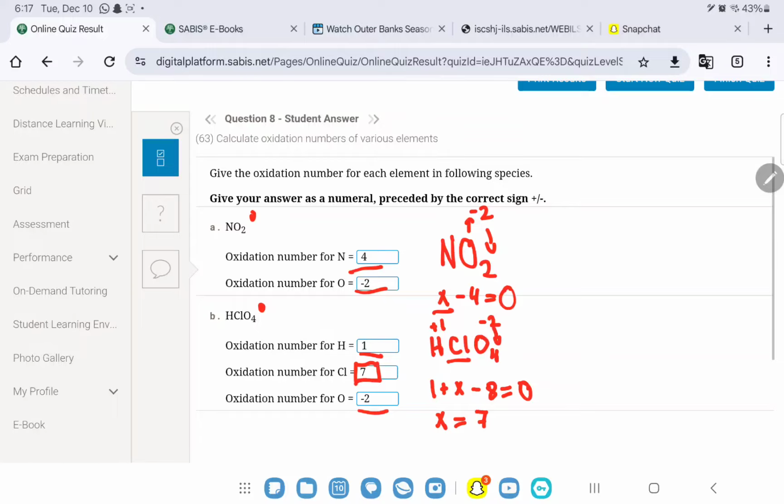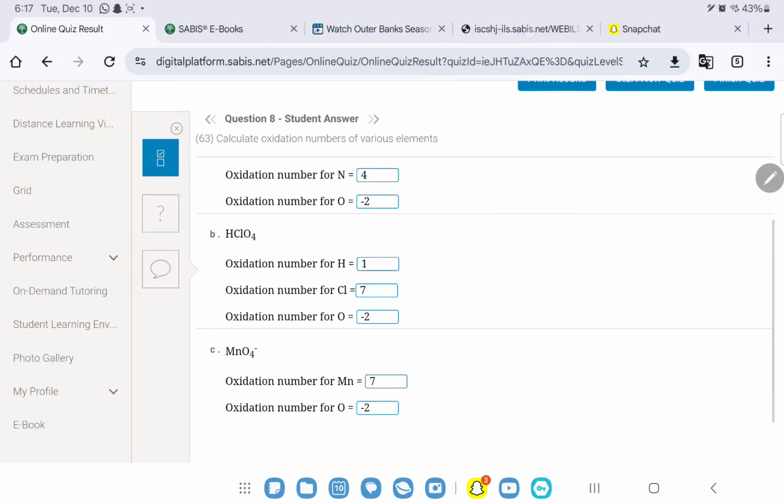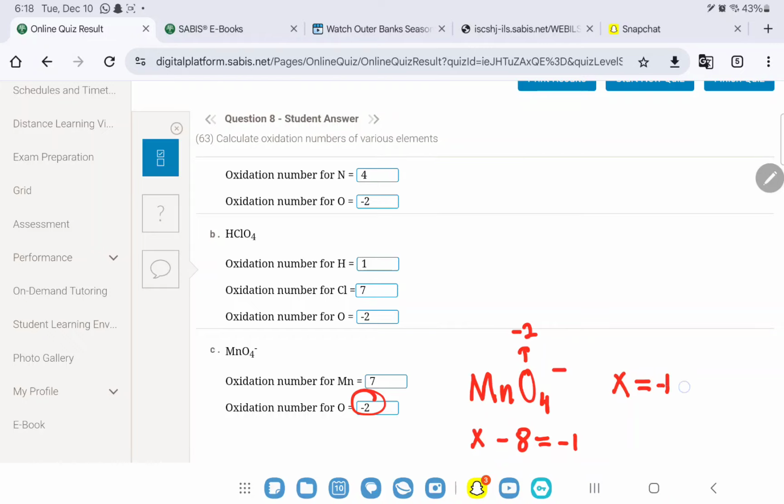Now let's find the last one. MnO4 minus. Now here we don't know Mn, so we write it down as X. We know O is -2, and then you multiply them, so -8 equals -1. So X equals -1 plus 8, X equals 7 again. That's how you calculate oxidation numbers. Now let's move on to the next question.